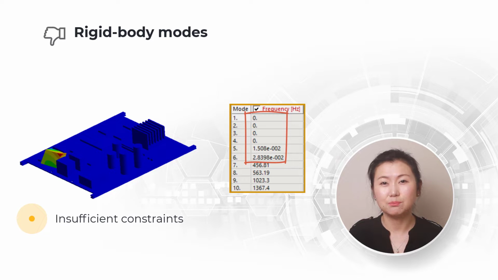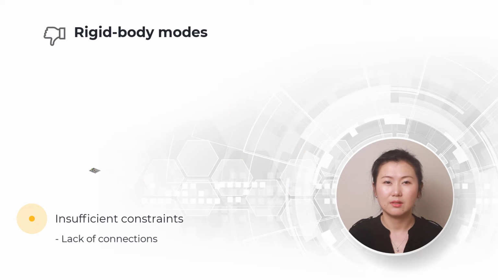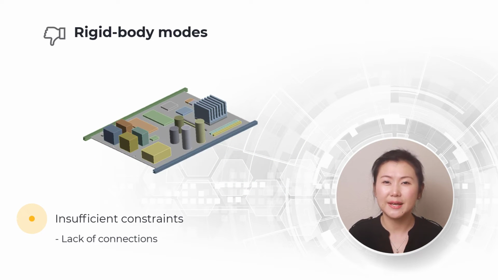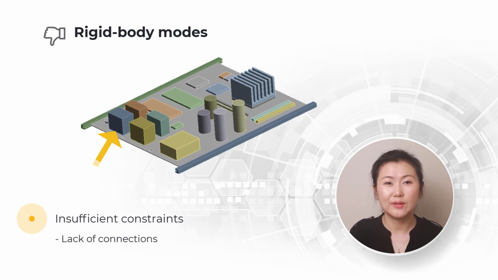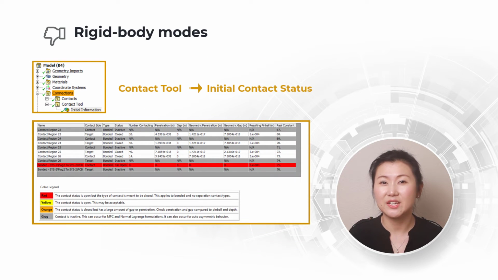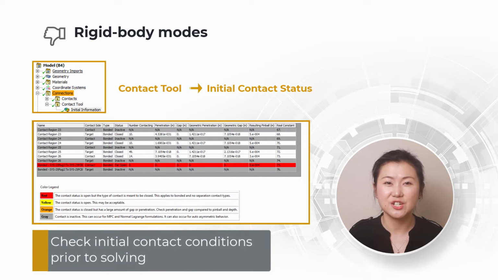It could be a lack of properly defined connections between different parts that allows those parts to undergo rigid body motion. As we see in this circuit board example, there's no connection between this square component and the board. A typical cause here is improper contact definition, so it's always a good idea to check the initial contact status using the contact tool before solving. For more details, please see our video on checking initial contact conditions prior to solving.